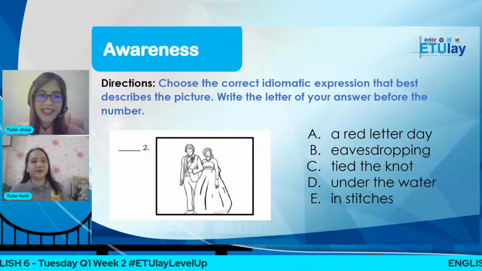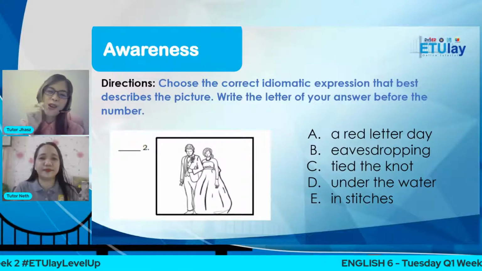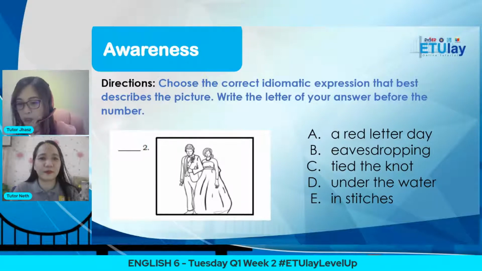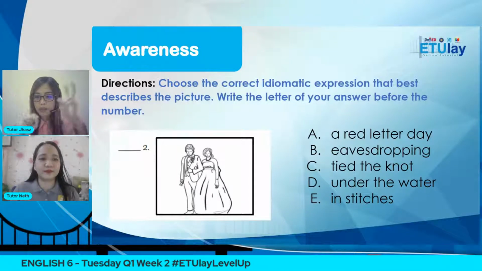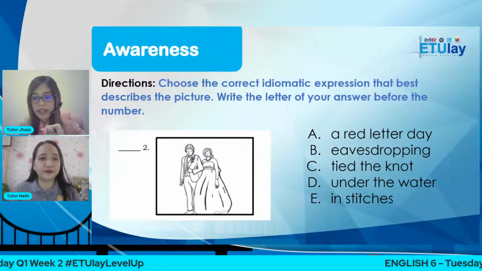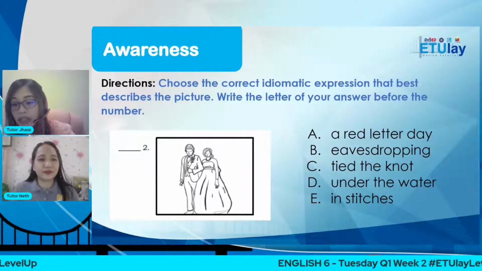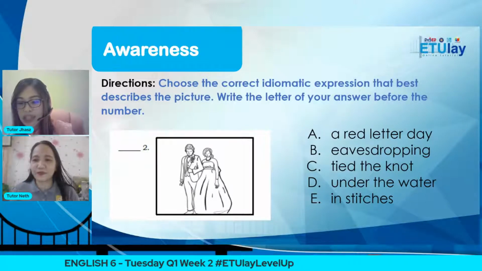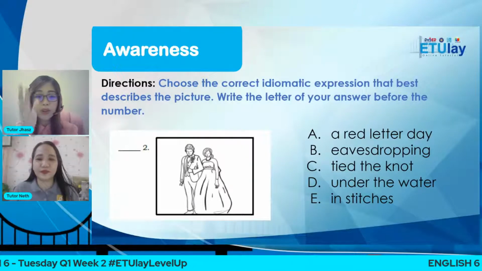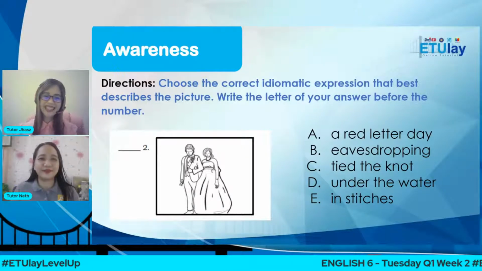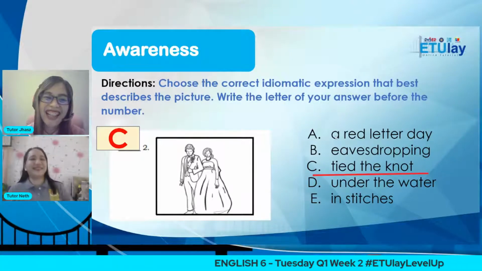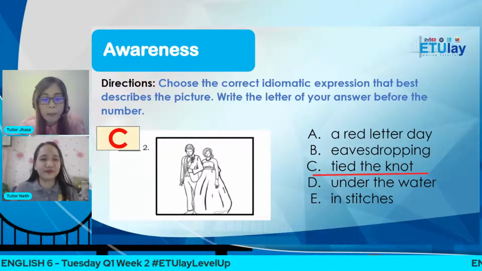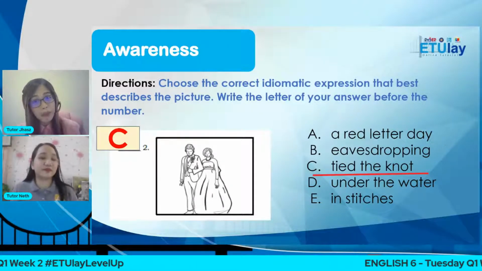Number 2 po. Alam nyo na ito. Okay, so number 2, drop your answers now. Let me see. Come on. Your item number and then the answer. Okay, Inaj, Erica Galang, C. Keisha Cardenas, Junaline, Marian Albert, C. Tutor Net, what's the answer? That's letter C, tied the knot. Good. If you say that 2 people tied the knot, then you mean that they get married.